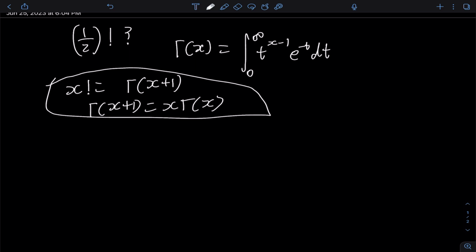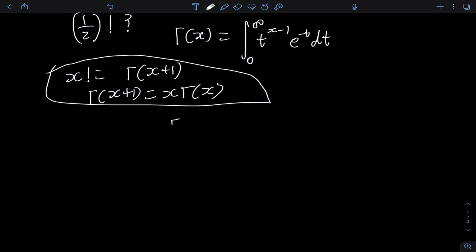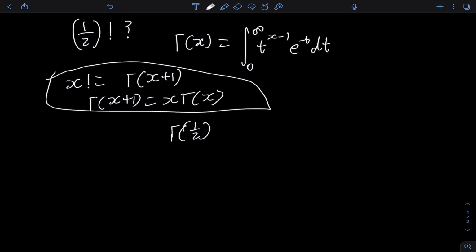And the way we'll do that is we'll first take the gamma of 1/2. And by definition, because we know that x factorial is the gamma of x plus 1, therefore, the gamma of 1/2 will be negative 1/2 factorial. So in order to get gamma of x plus 1, which is what we want, which is 1/2 factorial, we will need to use the second property here. The gamma of x plus 1 is x times the gamma of x.